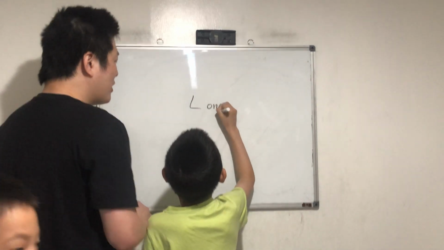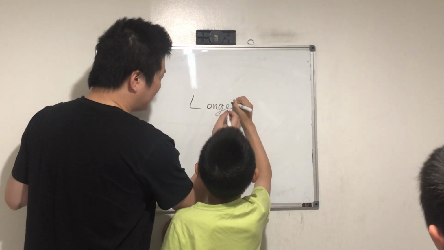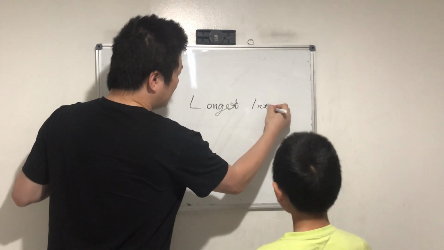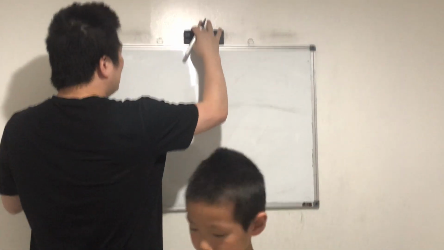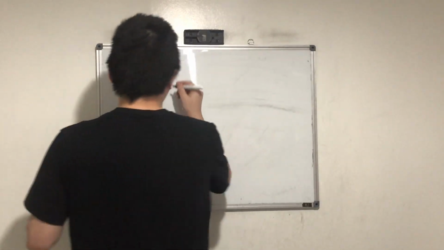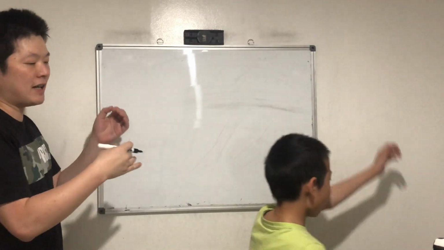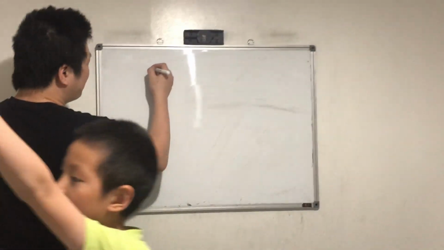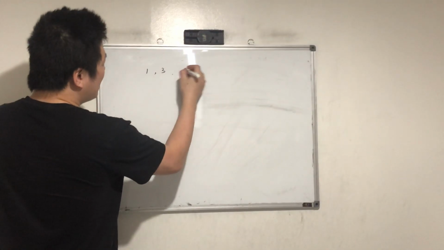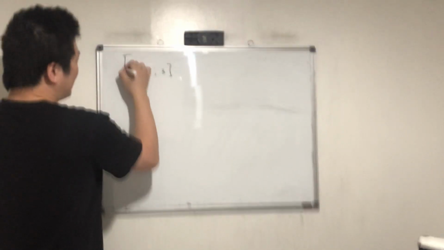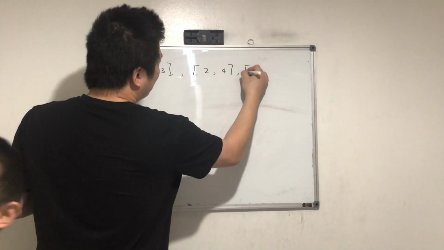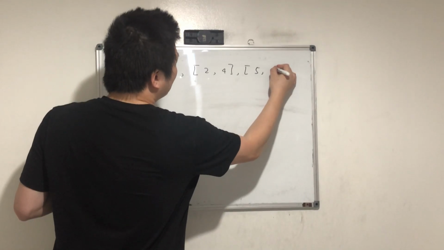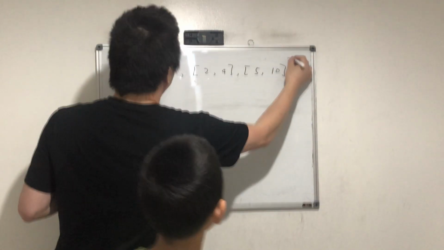Longest interval. So what's the longest interval? We're given a list of intervals represented with the start and end. Those are integers: start, end. For example, 1, 3, 2, 4, and 3, 6. Maybe not, 5, 10. Okay, let's just do these three intervals.